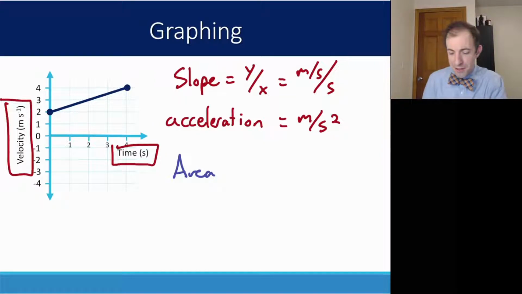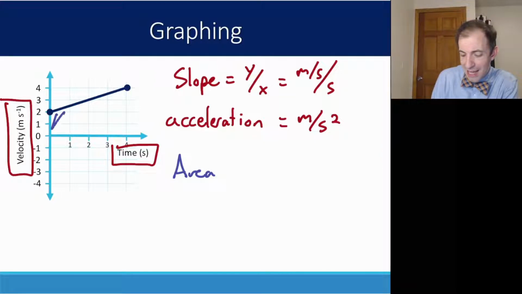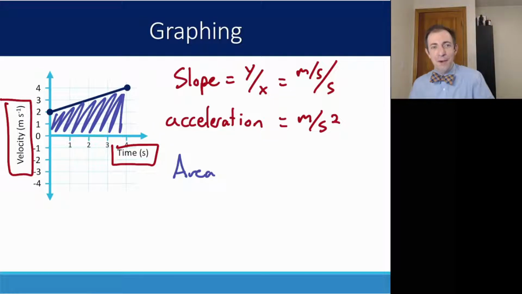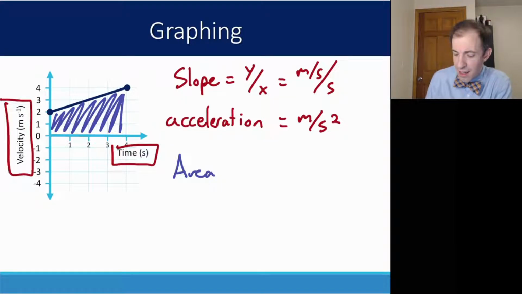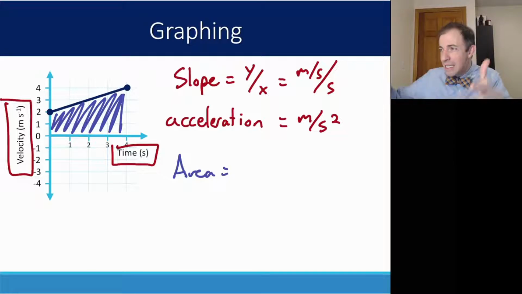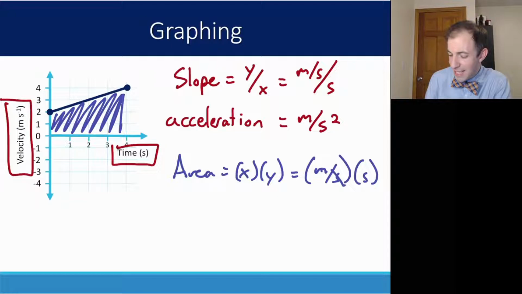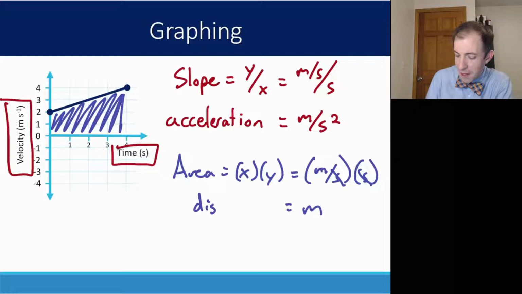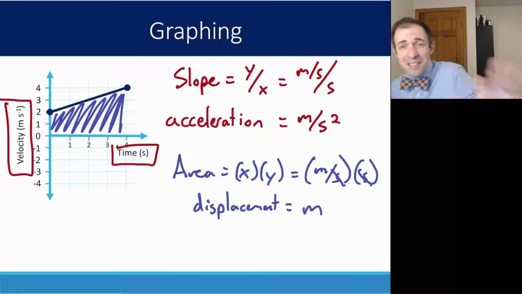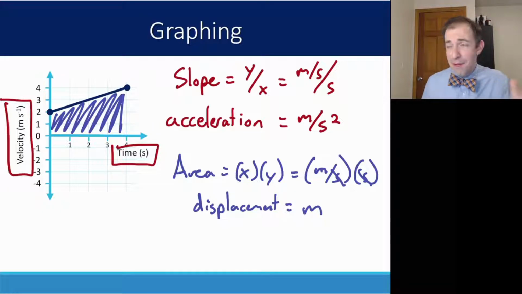Another thing that you might do to a graph like this is find the area. Sometimes we call this the area under the curve. Really, it's the area bounded by the x-axis. So here we see the area represented there. Now, if you ever find area, it's the same thing as finding the area of that shape, which is taking x times y. If I do the units now, meters per second times seconds, the seconds are going to cancel out, and I'm left with just meters. Meters is a way of figuring out how far you went. It's your displacement.